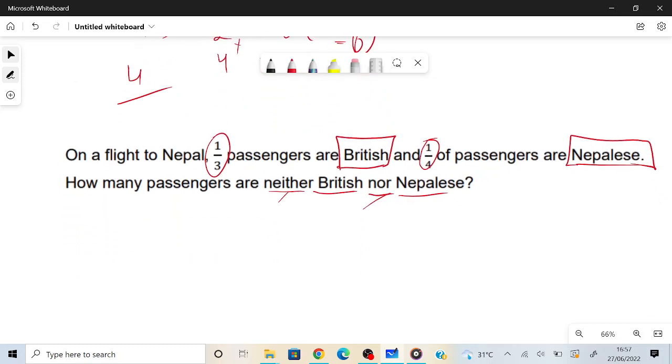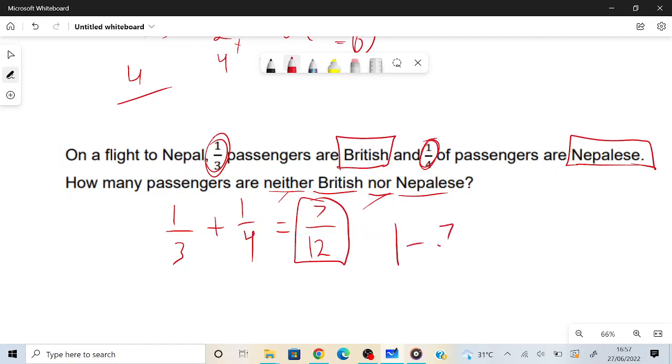So 1/3, we have 1 over 3 here, and 1 over 4 here. So all we will do is do 1 over 3 plus 1 over 4, and doing that, you could either use a calculator for this or do it handwritten the long way. Either way, it's okay. You get 7 over 12, and all we have to do is take the 7 over 12 and subtract it from 1. So it will be 1 minus 7 over 12. This is equal to 5 over 12, and that is the amount of passengers that are neither British nor Nepalese.